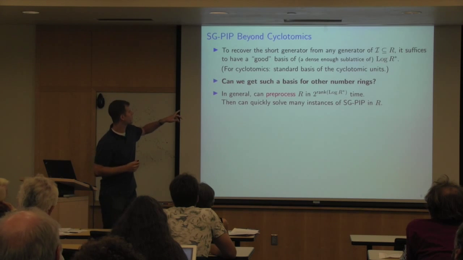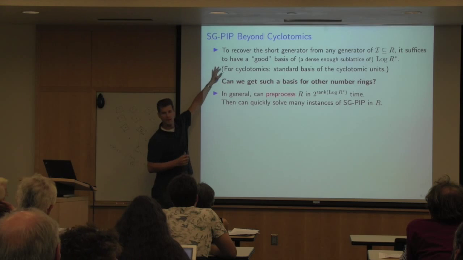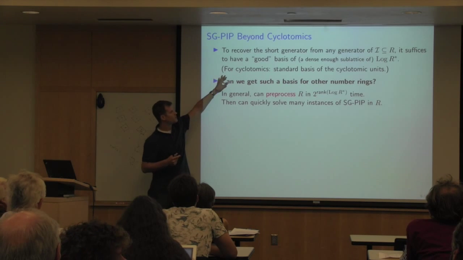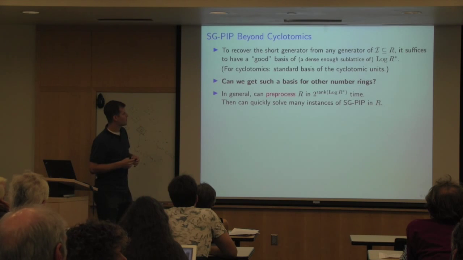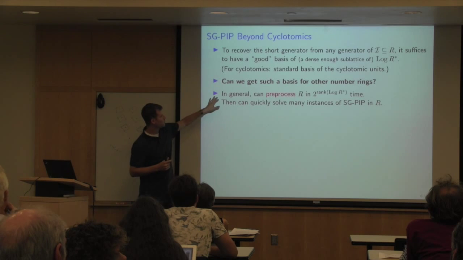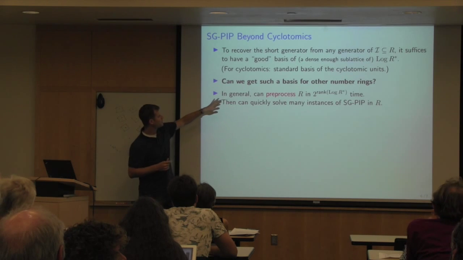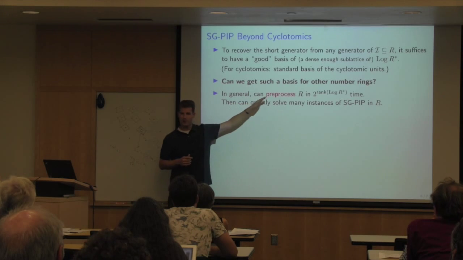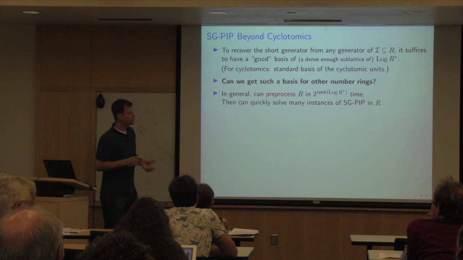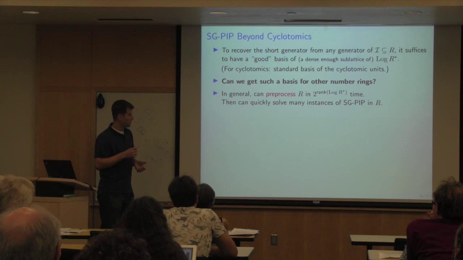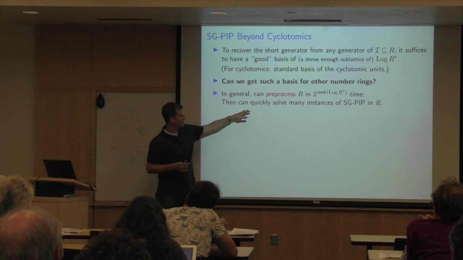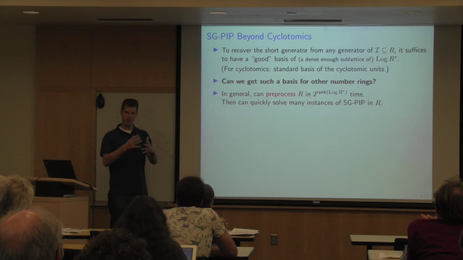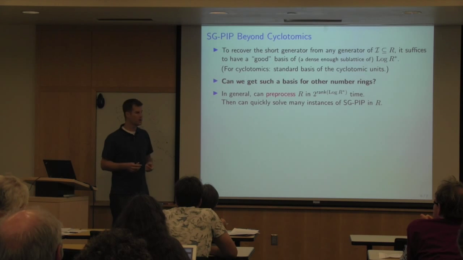Yes. So what we're doing here is considering the second stage of the argument, which is to convert any generator to the short generator. What I'm suggesting is we can pre-process this ring to find a good basis for the log unit lattice of the ring. Once we have that good basis, things become a lot better, because we can relatively quickly solve many instances. Someone generates a key, we solve it. Someone else generates a key, we solve it using this preprocessed information.